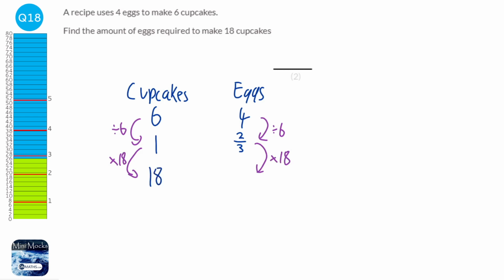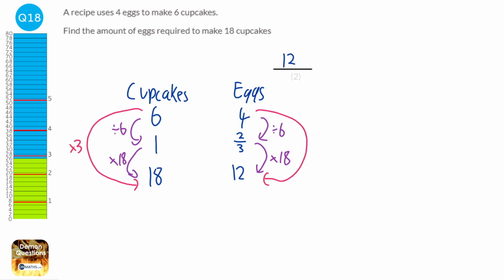So for 18 cupcakes, 2/3 times 18 is going to be 12 eggs. So we're going to require 12 eggs. Something else we could have done to go straight there is just times the amount of cupcakes by 3 and times the amount of eggs by 3.